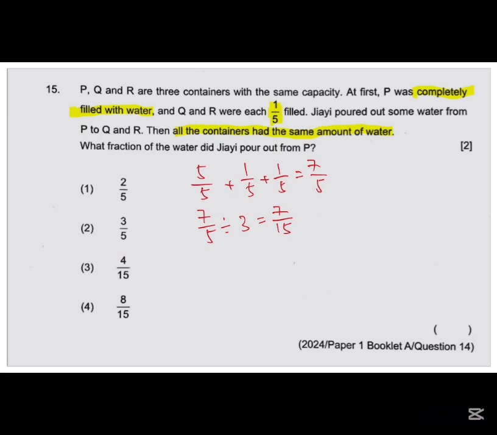Okay, so you know that P initially is 5 out of 5. Then now P becomes 7 out of 15. So to calculate how much water Jia poured out from P, it will just be 5 out of 5 minus away the remaining 7 out of 15. So we need to make the denominator the same. I multiply by 3 to both numerator and denominator for the first term. So that'll be 15 out of 15 minus 7 out of 15. That gives me 8 out of 15. So the answer is option 4.